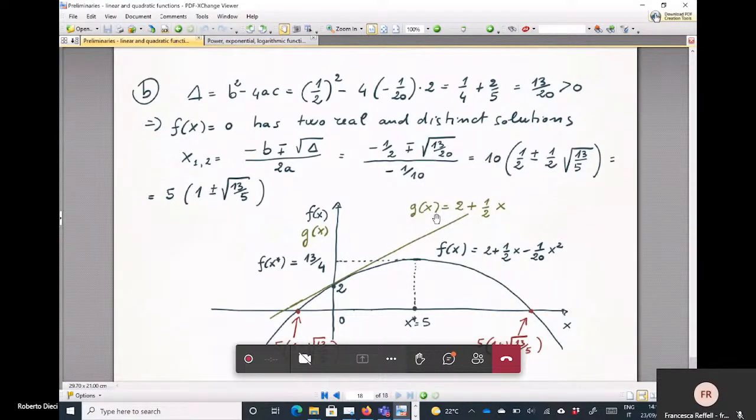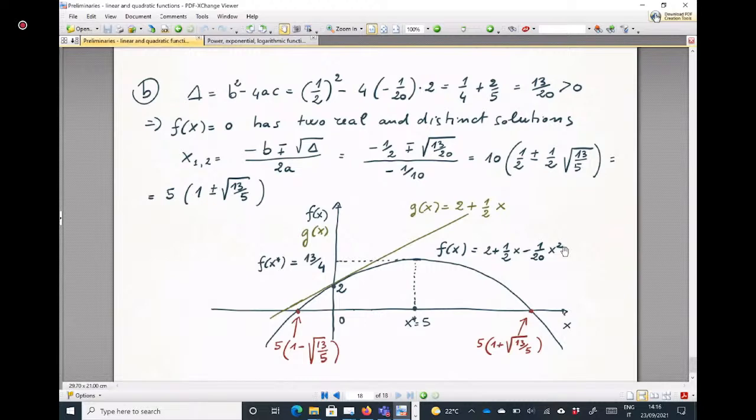clearly when x is very close to 0, the quadratic term, in this case, has a very small coefficient. But even if this coefficient is 1, for instance, or minus 1, the quadratic term doesn't matter, because, for instance, 0.1 squared is 0.01. So it changes very little with respect to the other part, and you can see it very clearly from the graph.